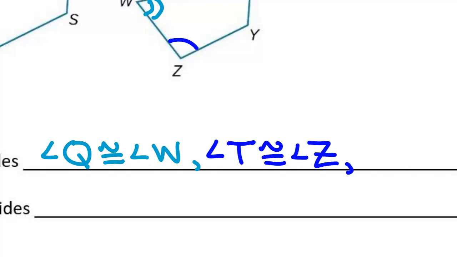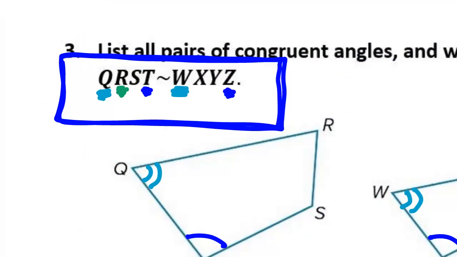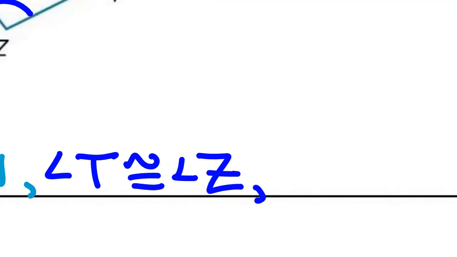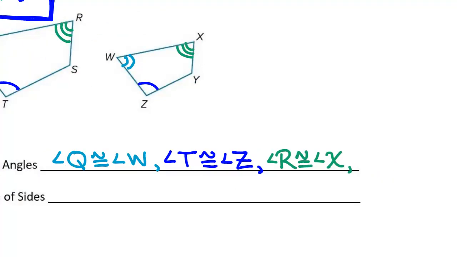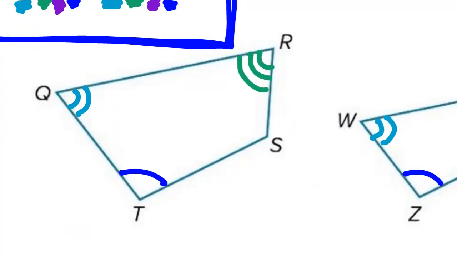All right, what else? R and S, second letter, R and S, R and X, sorry, I think I heard that wrong. R and X. Angle R congruent to angle X, and then S and Y. You guys said X, and I still keep trying to write S. I'm sorry. Third letter, S and Y.